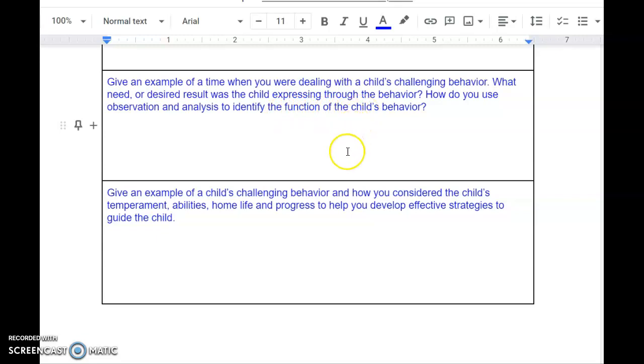So think about it. In other classes, and if you've had some of my classes, you've done this quite a few times where you've observed and you're collecting information. How have you collected information to identify a challenging behavior? And then how did you use that observation to analyze what happened and what to do from there?